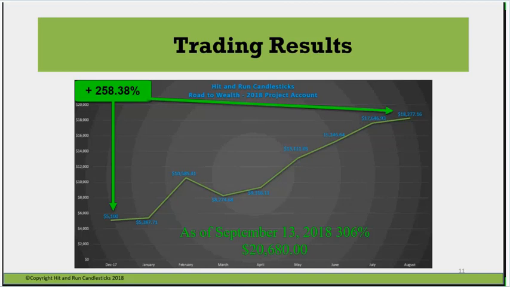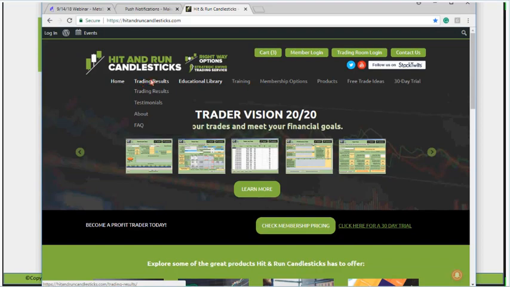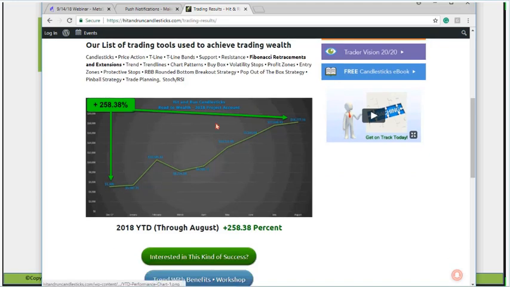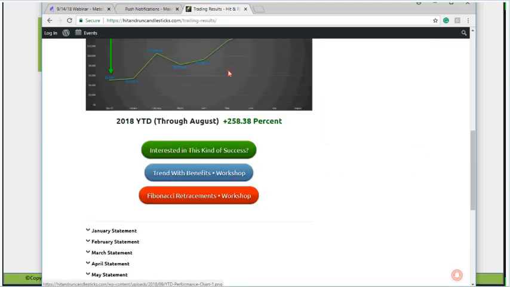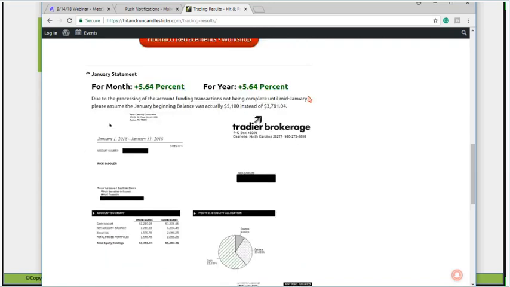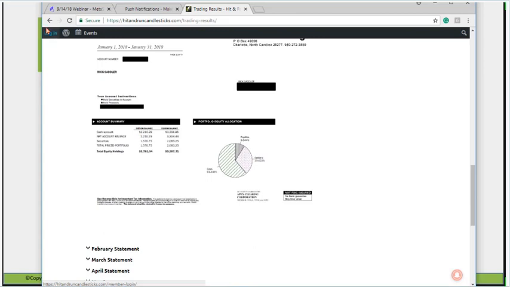Now, some of you also might be thinking, well, geez, anybody could make up a chart like this. Anybody could put numbers up here. Well, don't do it right now, okay? But I want you to go to our website and click on trading results. Click on trading results right here. There it is. And again, we could all make that up, but come over here and click on the January statement. My brokerage is Tradier Brokerage. There's my statement right there.